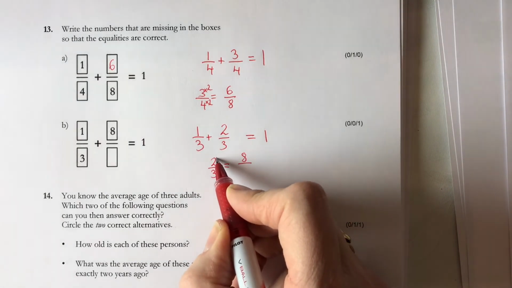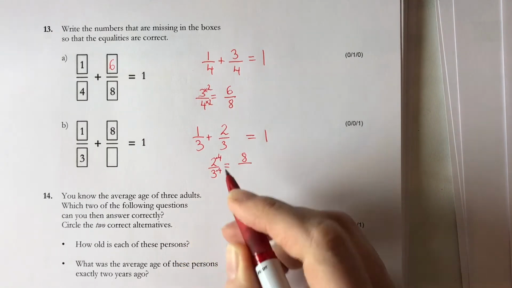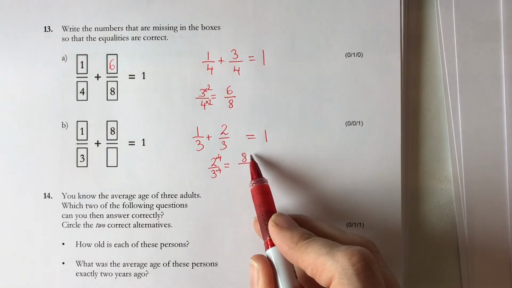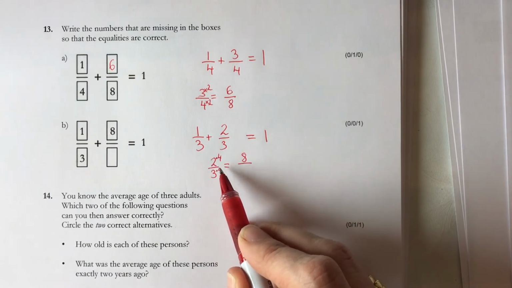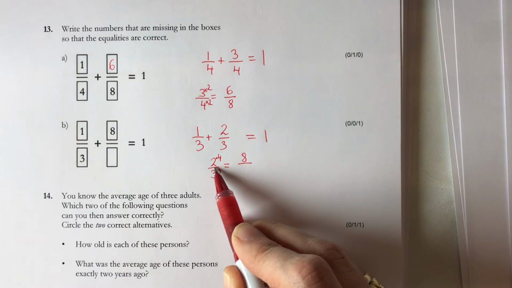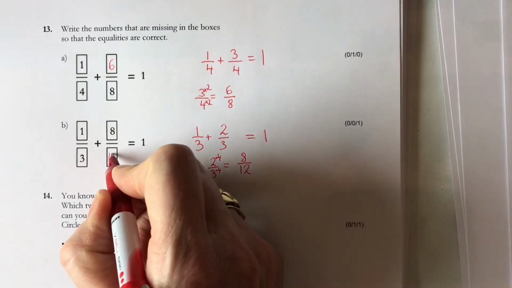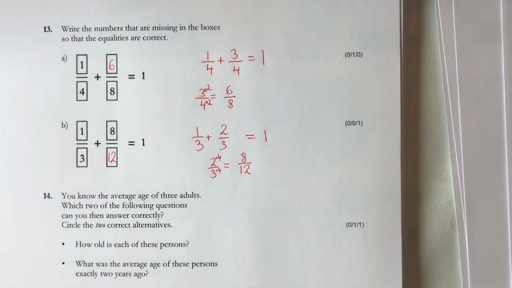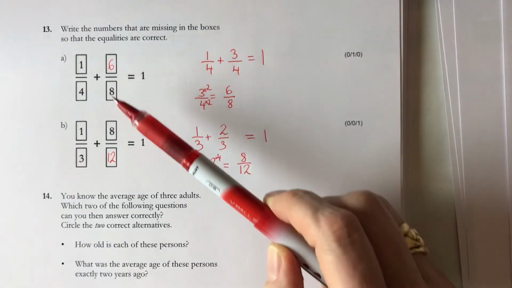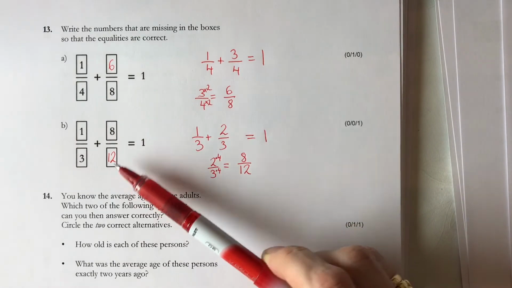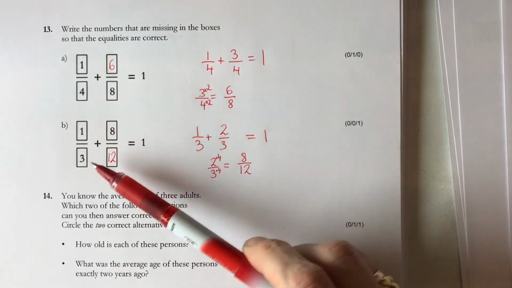Well, if we expand this fraction by multiplying both the numerator and the denominator by 4, we would get 8 in the numerator. If we multiply the numerator by 4, we have to multiply the denominator by 4, and that would give us 8/12. So there we've filled in the fractions. In the top one we would get 6/8, and in the bottom one we would get 8/12, and both of these fractions would give us the answer 1 when we did the addition.